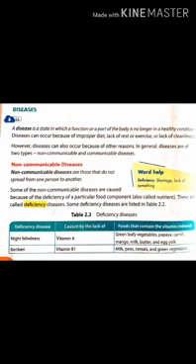Next topic, diseases. A disease is a state in which a function or a part of the body is no longer in a healthy condition. That means if any part of our body is not functioning properly due to lack of a particular nutrient, that is called disease. Okay. Do you know why diseases occur in our body?